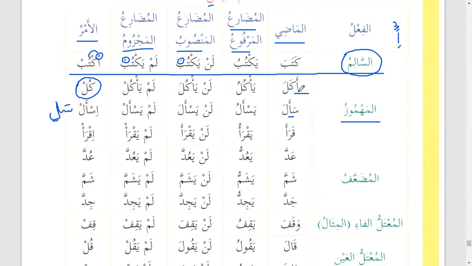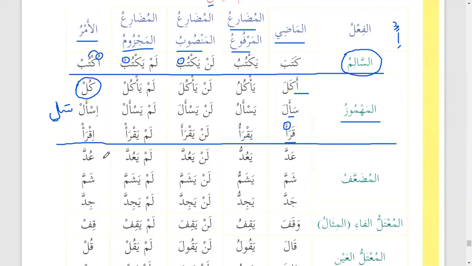So this is called mahmuzul fa, this is called mahmuzul ain, and this is called mahmuzul lam, because we have hamza as the 3rd root letter, as we can see here. Qara'a, past, he read. Yaqra'u, he reads. Lan yaqra, he will not read. Lam yaqra, he did not read. And iqra, you read. Excellent. So this is fi'l al-amr. Okay, so this is mahmuz.